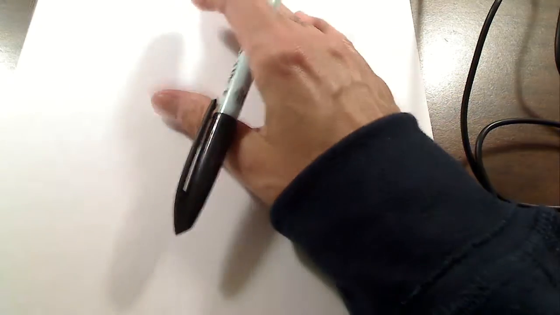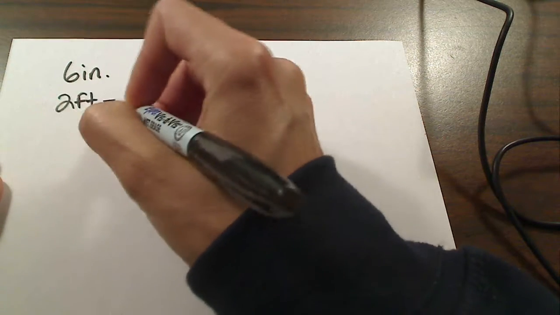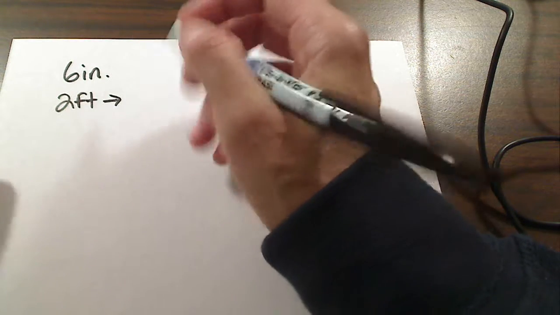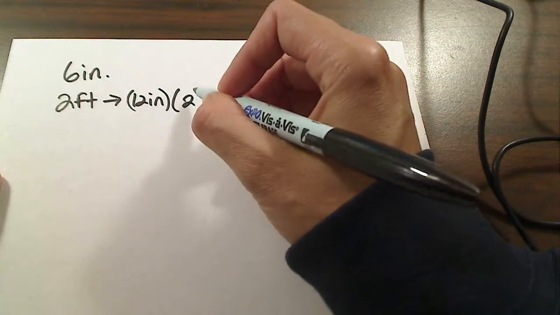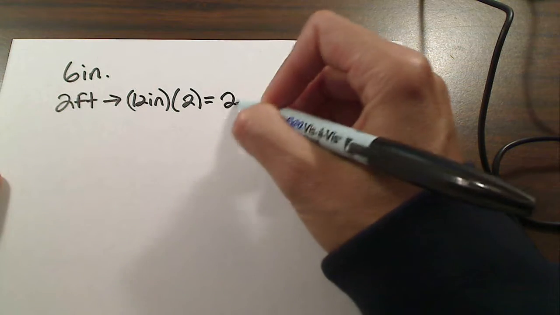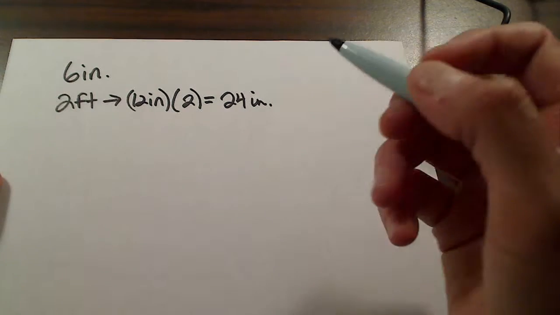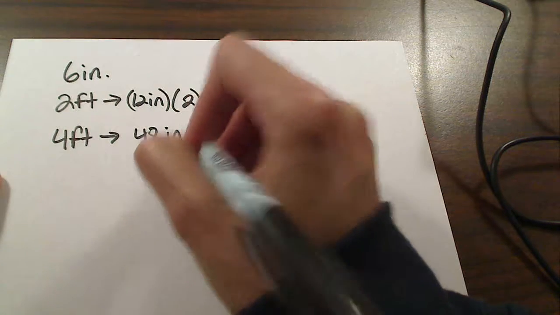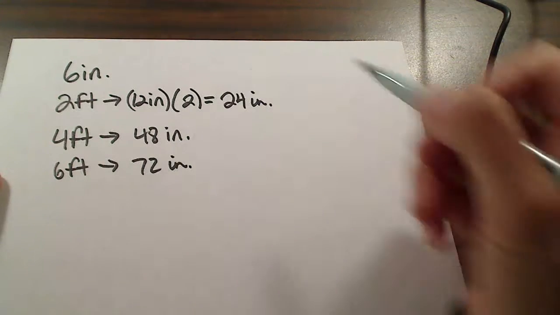We have the 6 inches, that's already in inches. And then our 2 feet, there's 12 inches in a foot. So if I'm taking 12 inches times the 2 feet, then we're going to get 24 inches there. Okay, and 4 feet, we're doing the same thing, multiplying by 12, and we have 48 inches, and 6 feet, multiplying by 12, and we have 72 inches there.